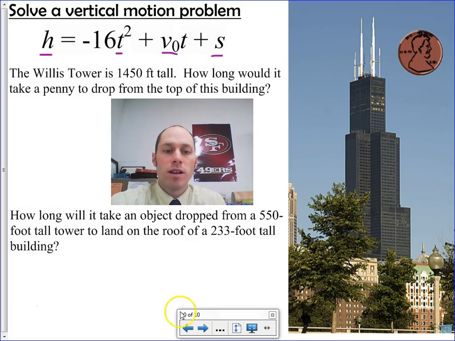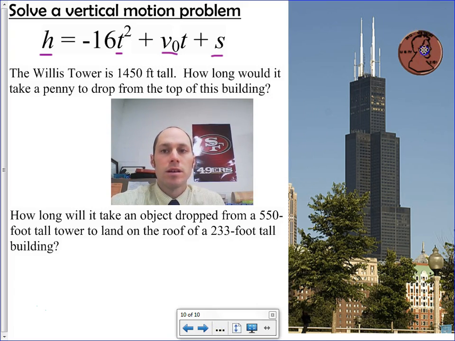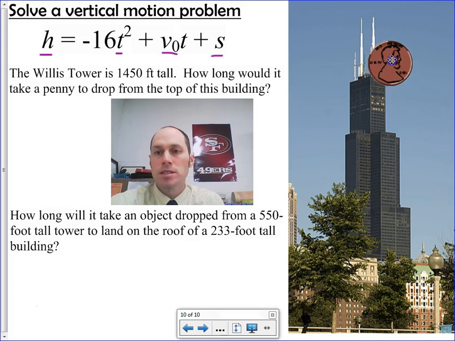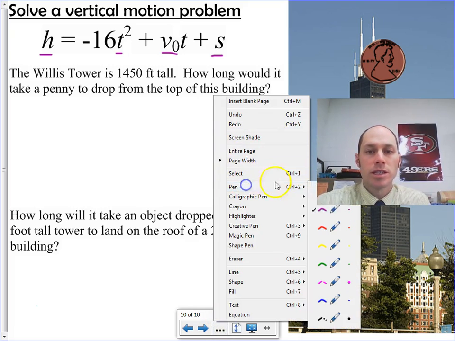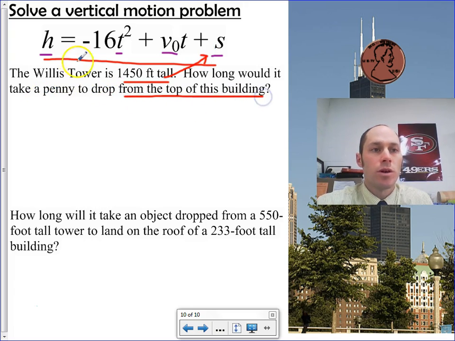So as the object is falling, as this penny is falling off the top of the Willis Tower, we want to know how long it would take this penny to hit the ground and smash into the ground because it's so big. So we can create an equation for that. And the way we'd do that is we would set up our equation using our vertical motion equation. And the Willis Tower is 1450 feet tall. That would be our initial height. We want to find how long it will take the penny to drop from the top of the building. So we want to find when the height is equal to 0.